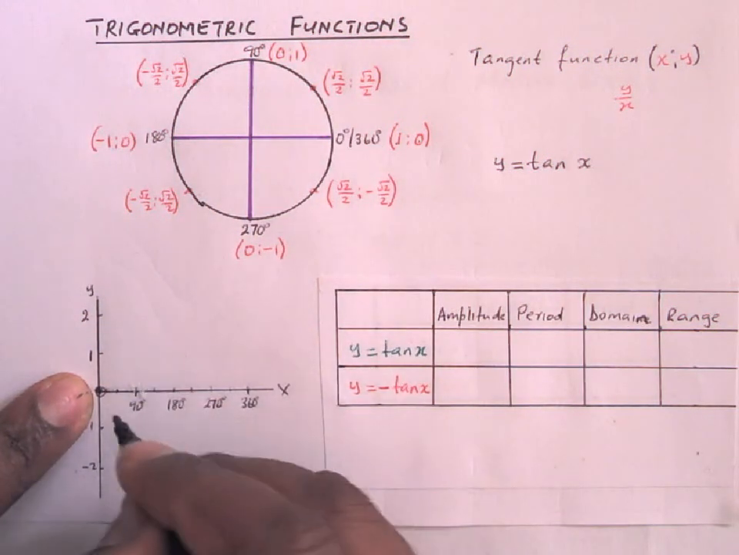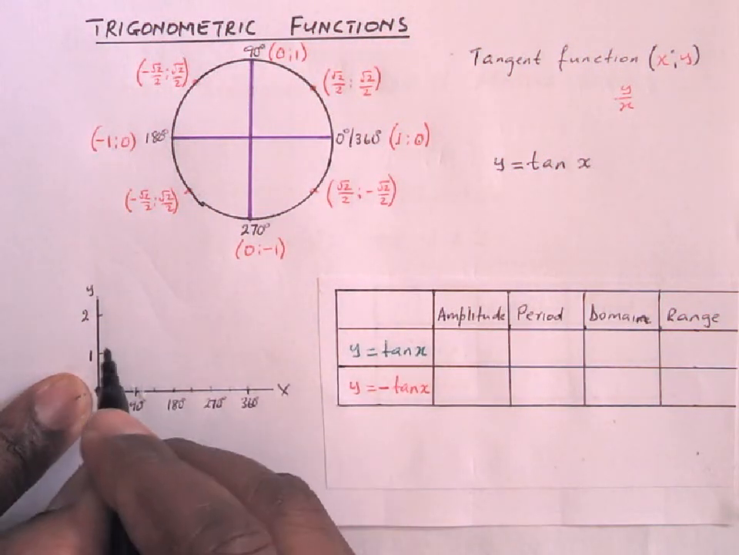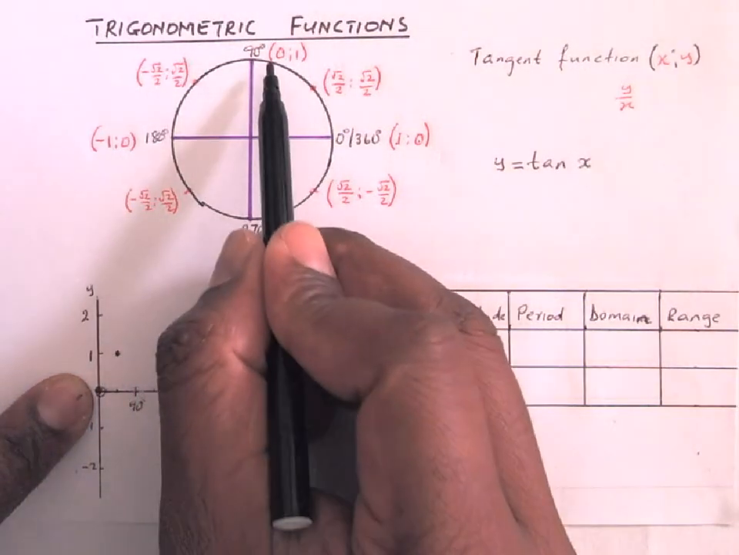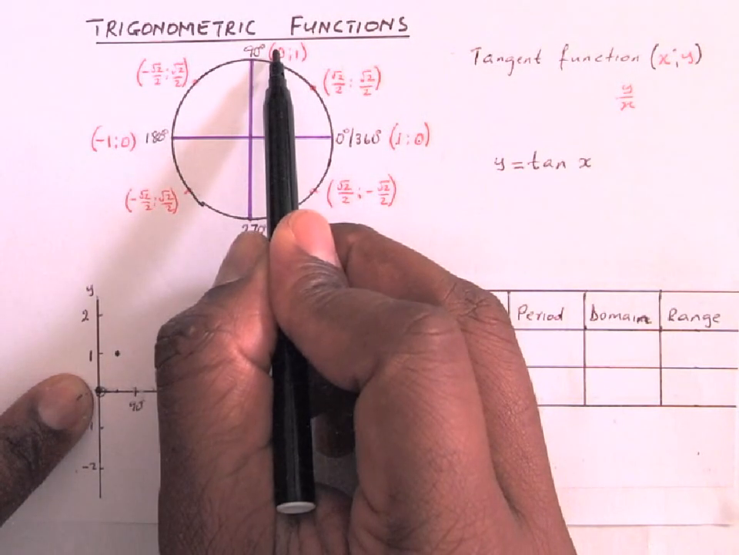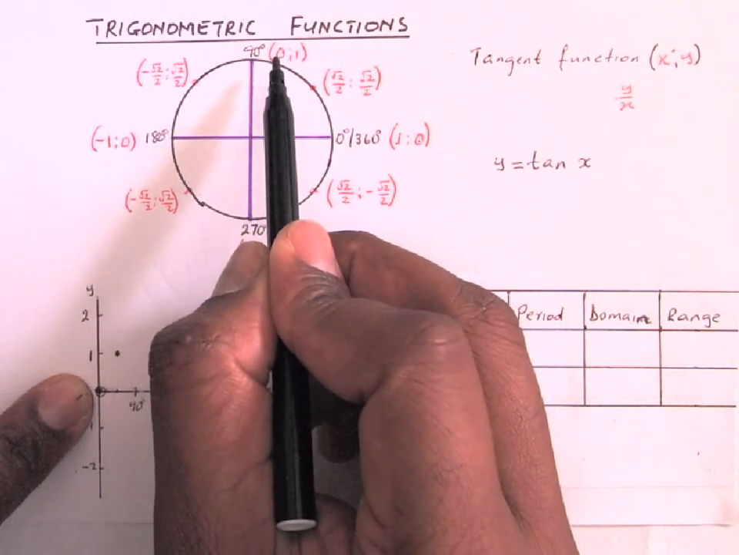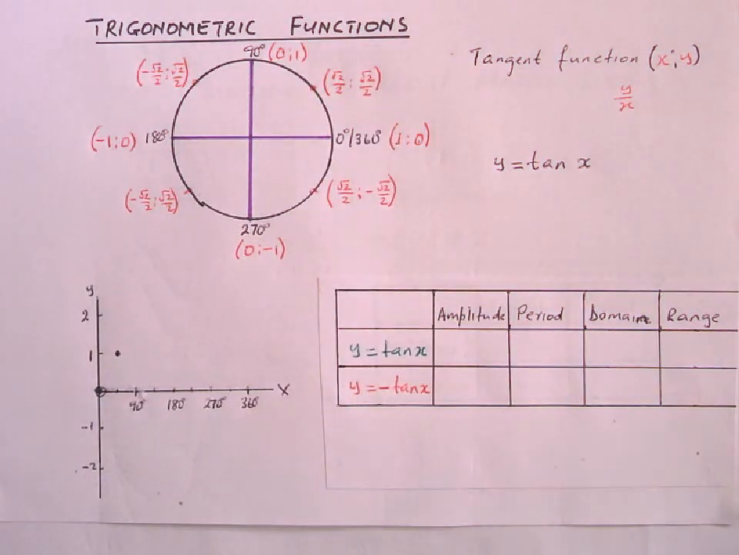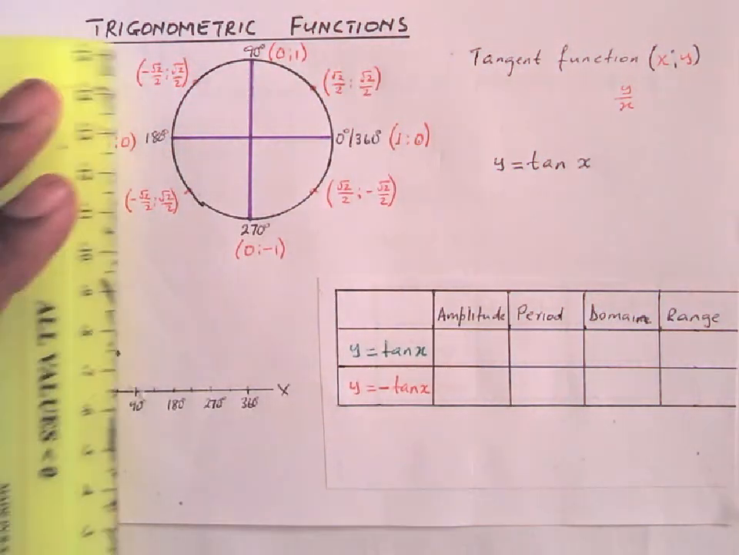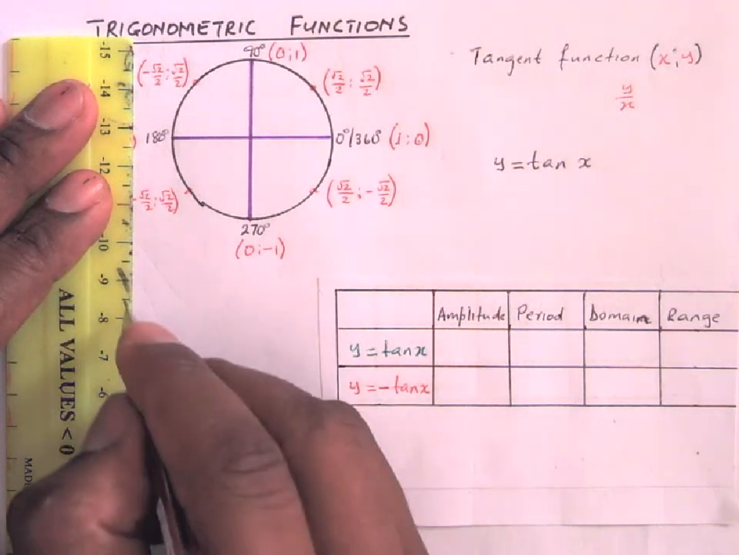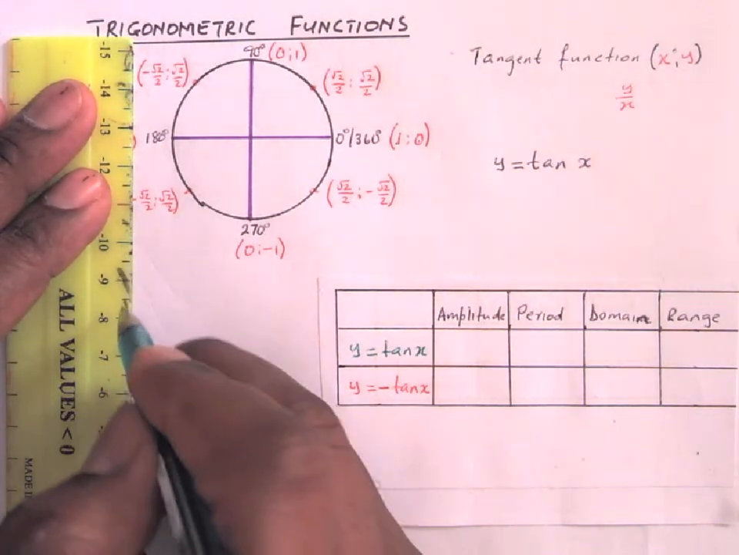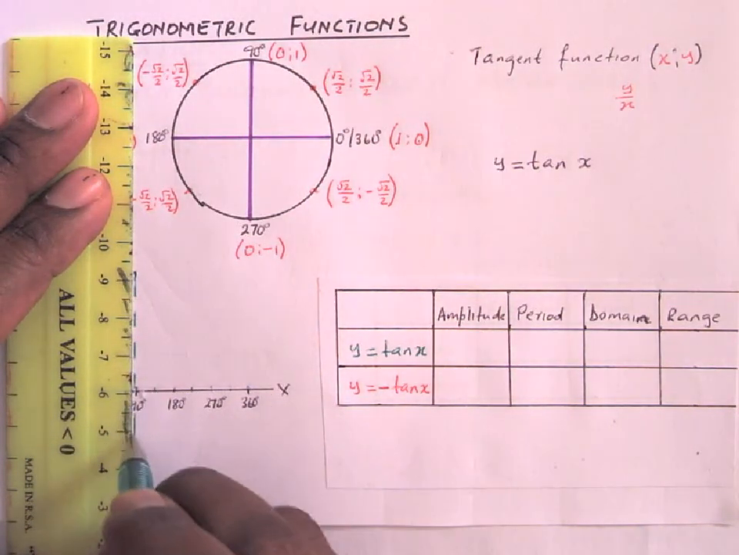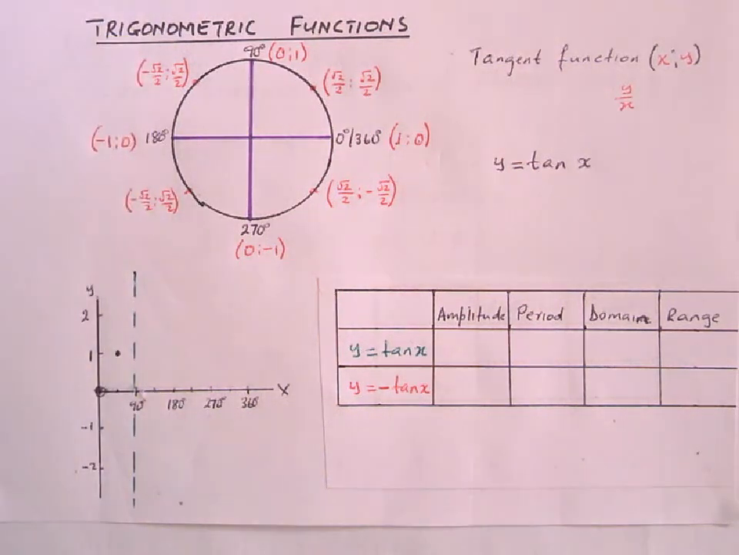That is 1. So at 45, there's 90 there. There's 45 is here, so I've got there. At 90, what is 1 divided by 0? That is undefined. So what does that mean? When it's undefined, then I've got a vertical asymptote. I can draw my vertical asymptote here going like so. So I've got a vertical asymptote going down like that.